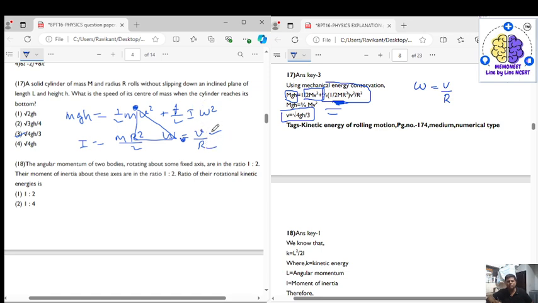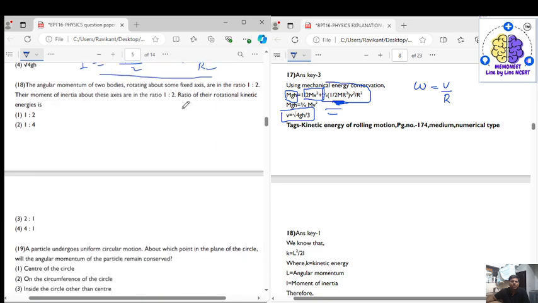No, not given in the question. When we solve it, we finally get v equals under root 4gh upon r. We have to solve this equation, putting the values which I have mentioned here. We put I as mr square by 2 and omega as v upon r, right? The correct answer for question number 17 is option 3.